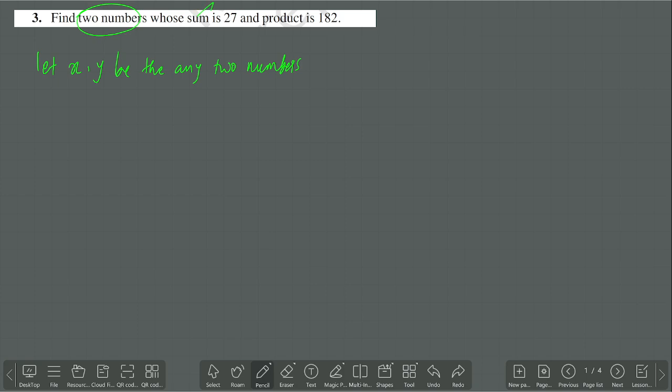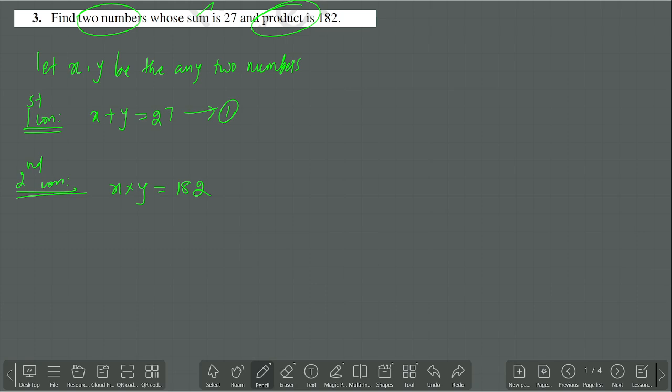The sum of the two numbers is 27, so x plus y equals 27 is the first condition. And the product is 182. So the second condition: x into y equals 182. You understand? We want to find x and y. So from here you find either x or y and substitute it in the second equation.